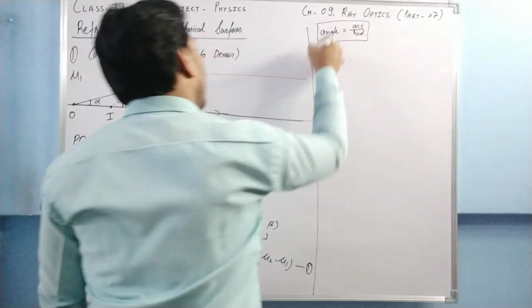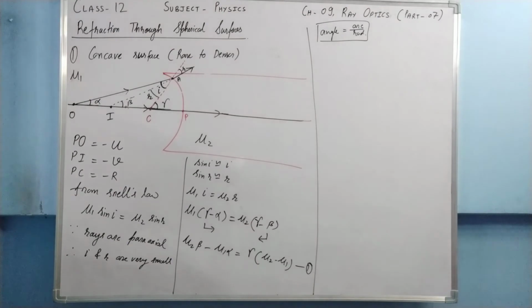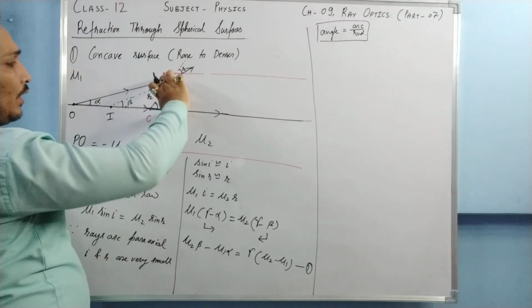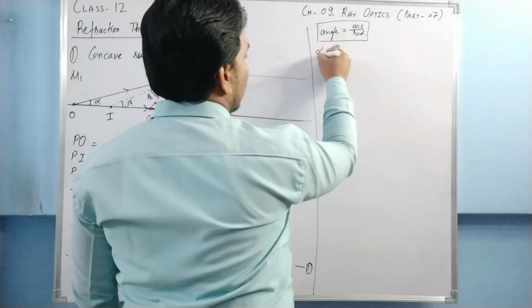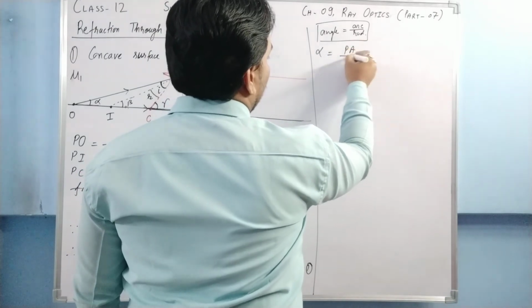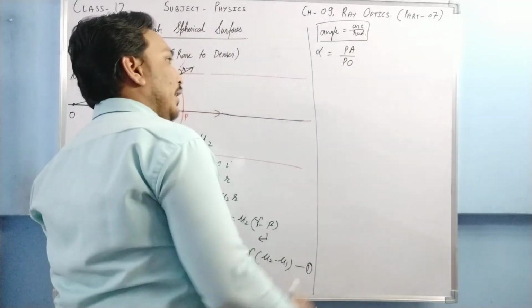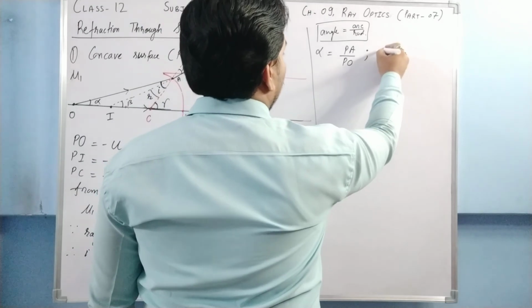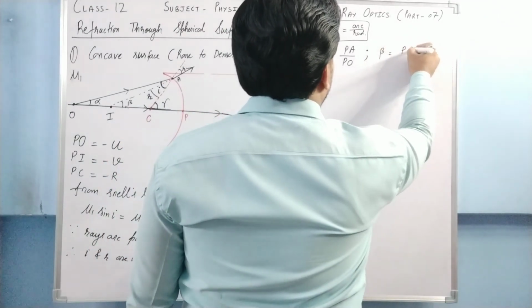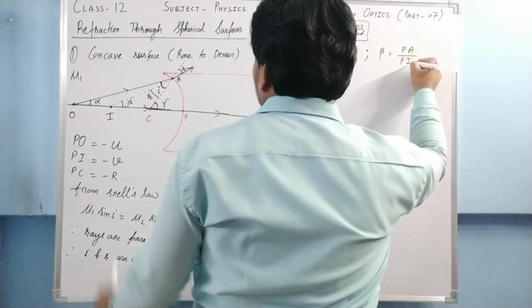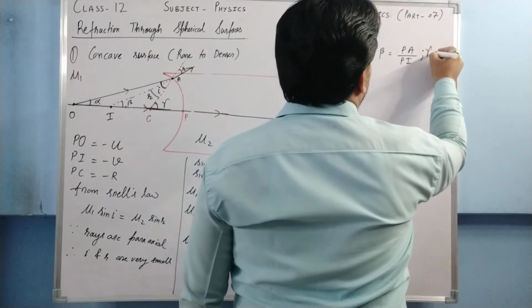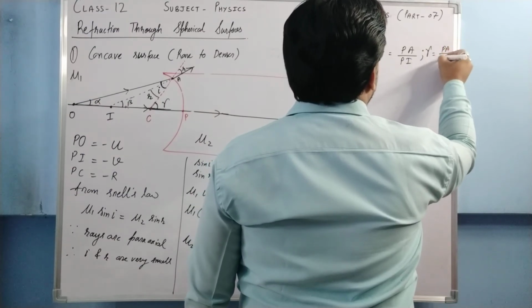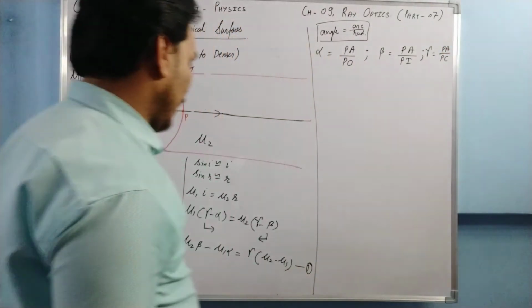So from here I am going to do the same. Angle alpha is equal to arc upon radius. The arc can be PA and the radius can be PO. So alpha can be equal to PA upon PO. In the same manner, beta can be equal to PA upon PI. And gamma is equal to PA upon PC.